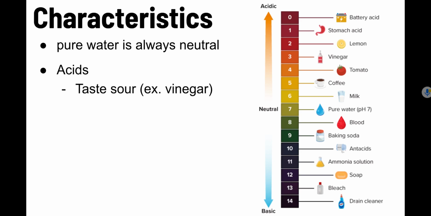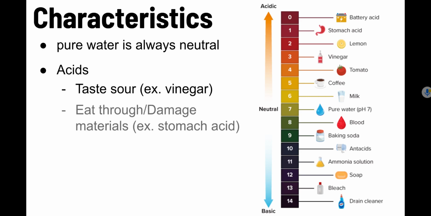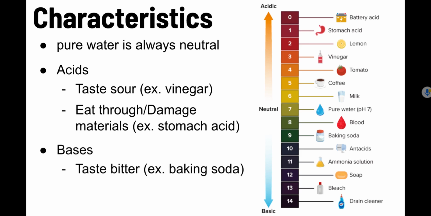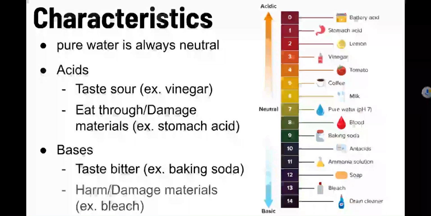Acids tend to taste sour, and a good example of that would be vinegar. Acids also eat through and damage materials. An example would be stomach acid. Your stomach acid breaks down the food that enters your stomach. Bases tend to taste bitter, and an example would be baking soda. Bases can also harm or damage materials, and an example would be bleach.